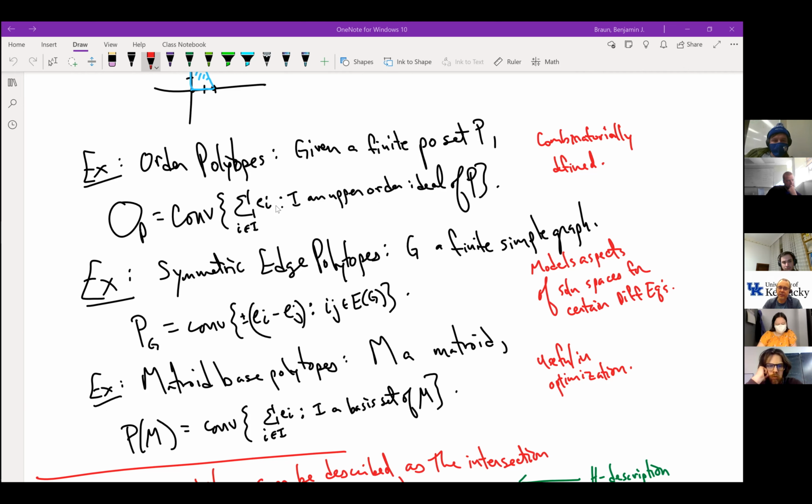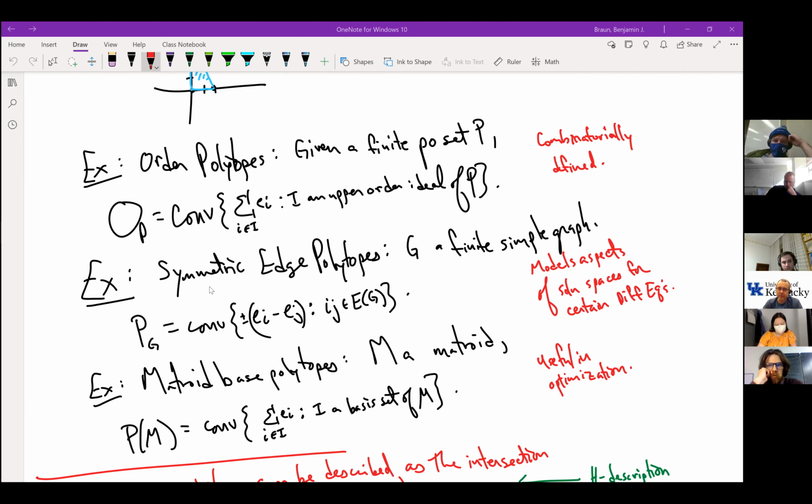And it turns out that there's a lot of information about the partially ordered set that is contained in the geometric and arithmetic structure of these order polytopes. One thing I want to point out is these are really combinatorially defined. I've got a finite poset, I've got this combinatorial set of upper order ideals, and I encode them as indicator vectors, take the convex hull, and now I'm in geometry land.